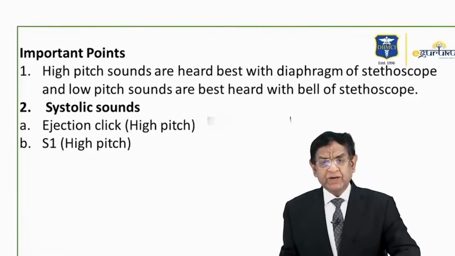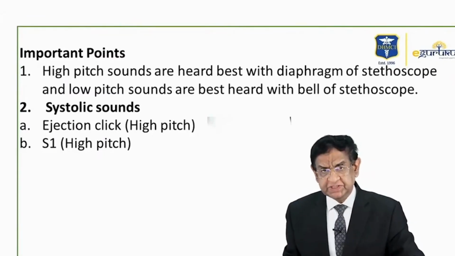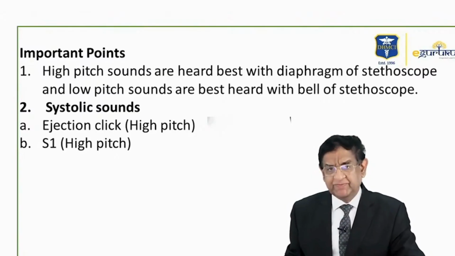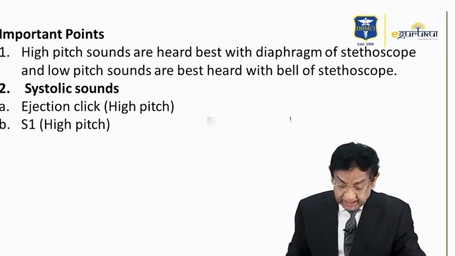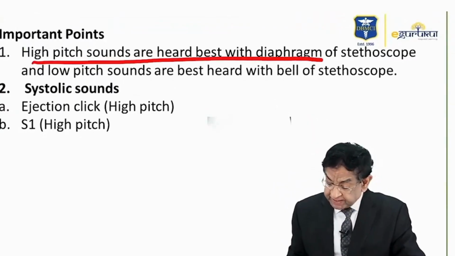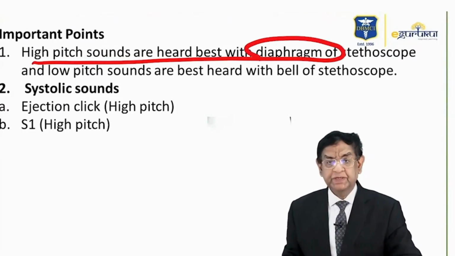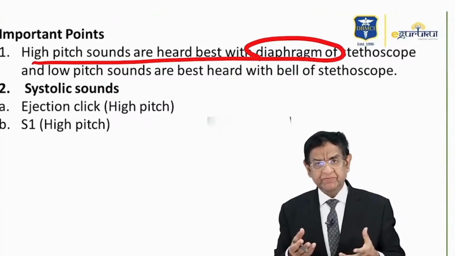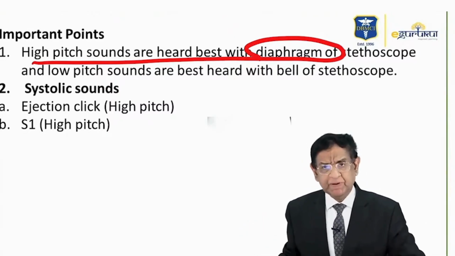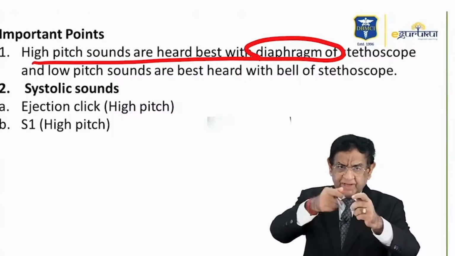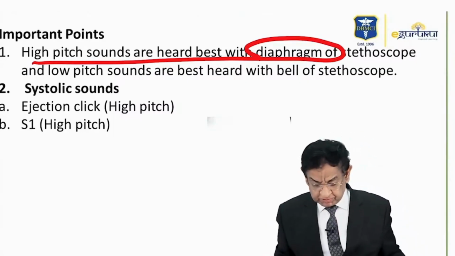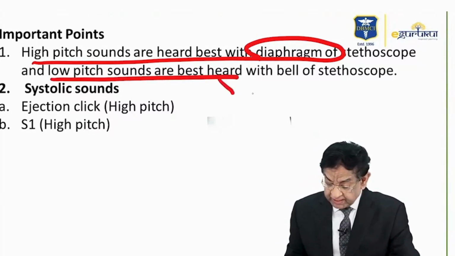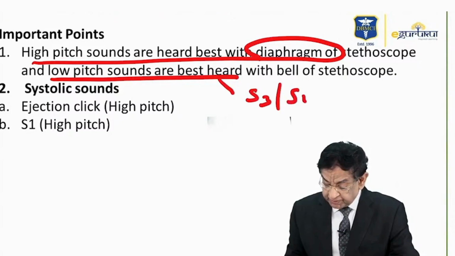Now one more thing. During this discussion we learned about some high pitch and low pitch sounds. Let me clarify. All the high pitch sounds are best heard with the diaphragm of the stethoscope. In fact, traditionally when we auscultate the patient, we use the diaphragm for all purposes. But we can very well turn around to the bell also, and the bell is used to hear low pitch sounds like S3 and S4.